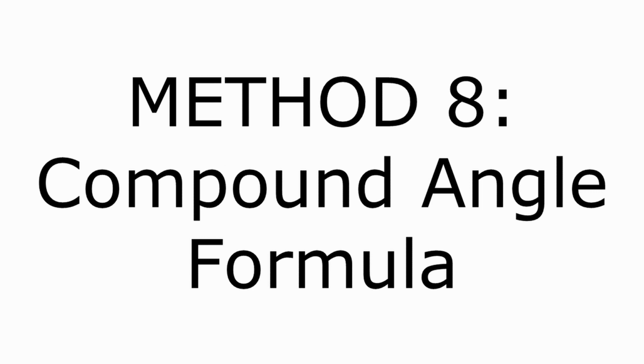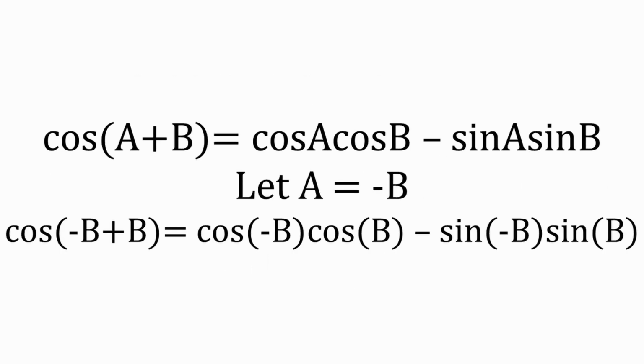Method 8. Using the compound angle formulae. This one is probably my favourite, as it's just so slick and so simple. Anyway, cos of A plus B equals cos A cos B minus sin A sin B.